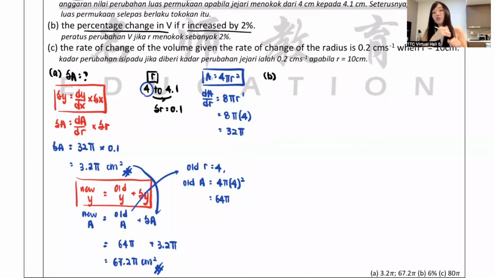Very good, Zersing, small change. Because they don't have the word rate. I know they don't have the word small also. But they say R increased by 2%. Don't you feel like 2% is very small? So quite obvious it's small change, okay? So my dear, they want to find the percentage change in V when the R increased by 2%. This is whatever they say so far, okay?